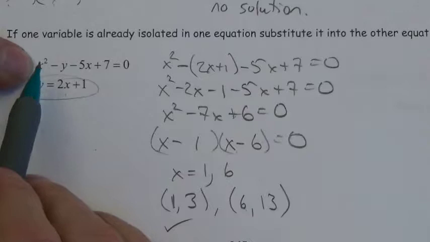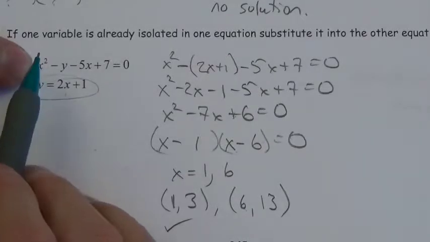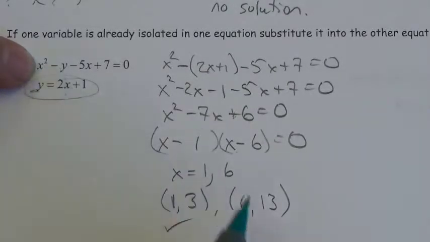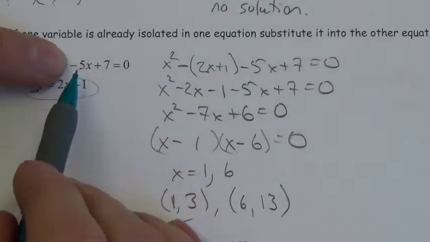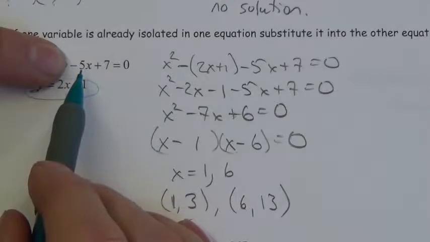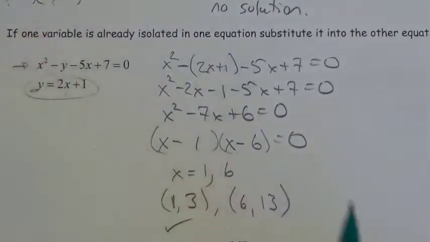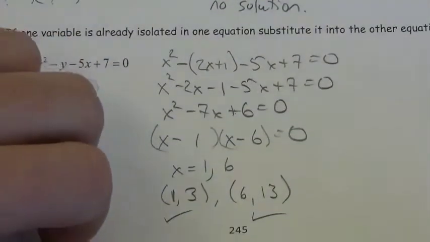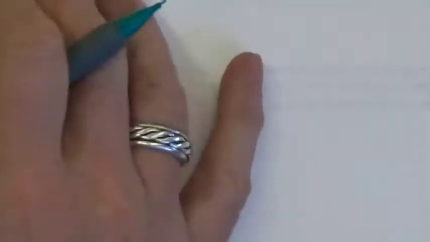6 squared is 36. 36 minus 13, because the y coordinate there would be 13. 36 minus 13, okay, is going to be 23. Minus 30, because I put the 6 in there. 23 minus 30, that's going to be negative 7 plus 7. There it is again. Both of those points work. Wonderful. There's one other case that we want to consider here.